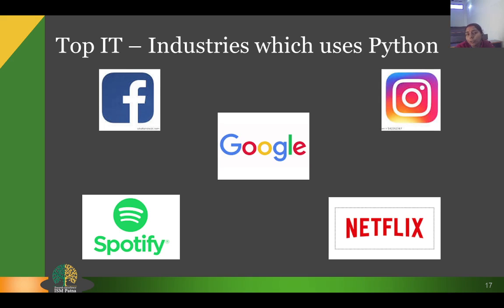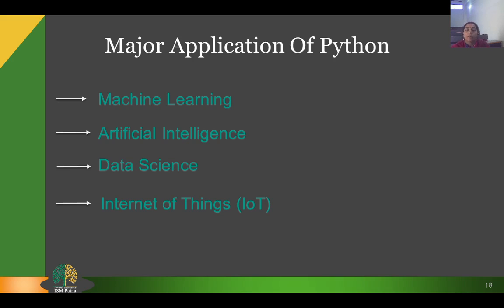Now, if you want to make a career in IT field, these are the list of various industries which are on top of IT industry. These all industries use Python for their software development. Either it's Facebook, Google, Instagram, Netflix, Spotify and many more. Here are some of the major applications where Python can be applied, such as machine learning, artificial intelligence, data science, Internet of Things. As you know, these are all the hot topics of this era. You will study further in all details.